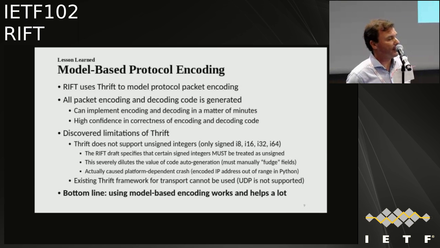Next slide. So as I mentioned, RIFT uses Thrift to model the messages on the wire. So there's a data model in the spec. The way that it works is you copy and paste that Thrift data model into your directory, and then you run a Python compiler to generate the code that takes your local data structures in your program and marshals them, encodes them into messages on the wire, and vice versa.